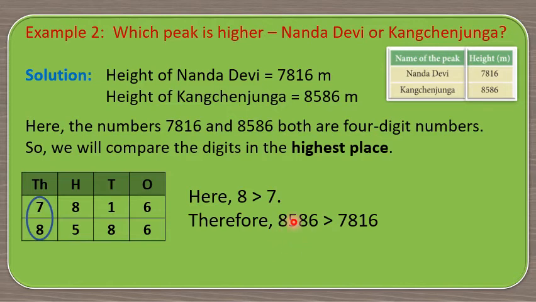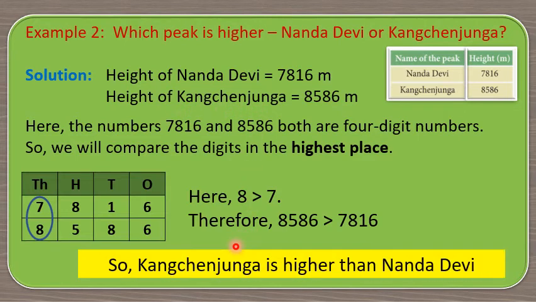What is this number? So this number 8586 meters is the height of Kanchenjunga. So our final conclusion is, Kanchenjunga is higher than Nanda Devi. So when we compare the heights of these mountains, that is Nanda Devi and Kanchenjunga, we found that the height of Kanchenjunga is more than that of Nanda Devi.